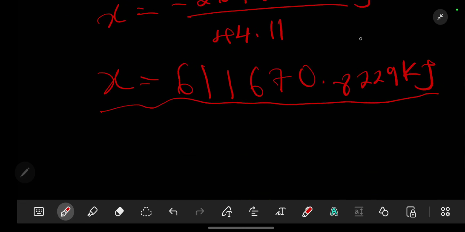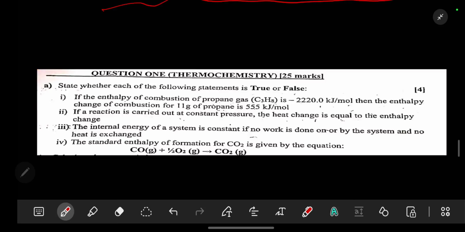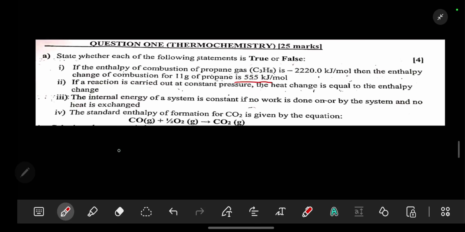Let's move on to our next question. Let's look at this one. State whether each of the following statements is true or false. If the enthalpy of combustion of propane gas is negative 2,220 kilojoules per mole, then the enthalpy change of combustion of 11 grams is 555. So we need to confirm this.